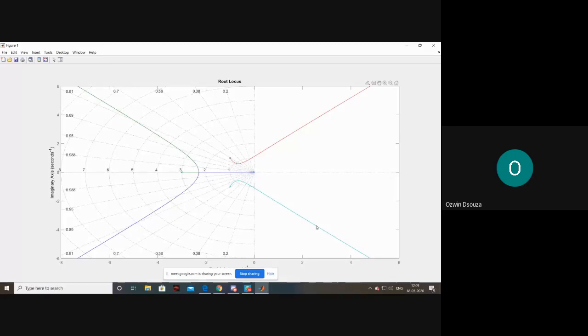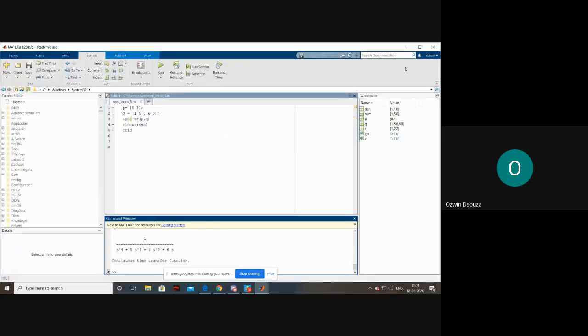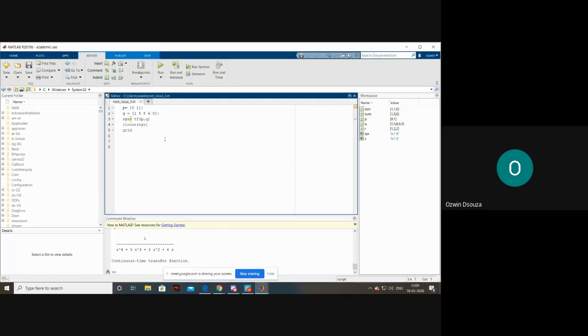So that completes the root locus problems. Now you can try out different problems. What you have to do is carry out the handheld calculation, then execute in your system, and then correlate the theoretical results with the system results. So that completes the root locus problem.